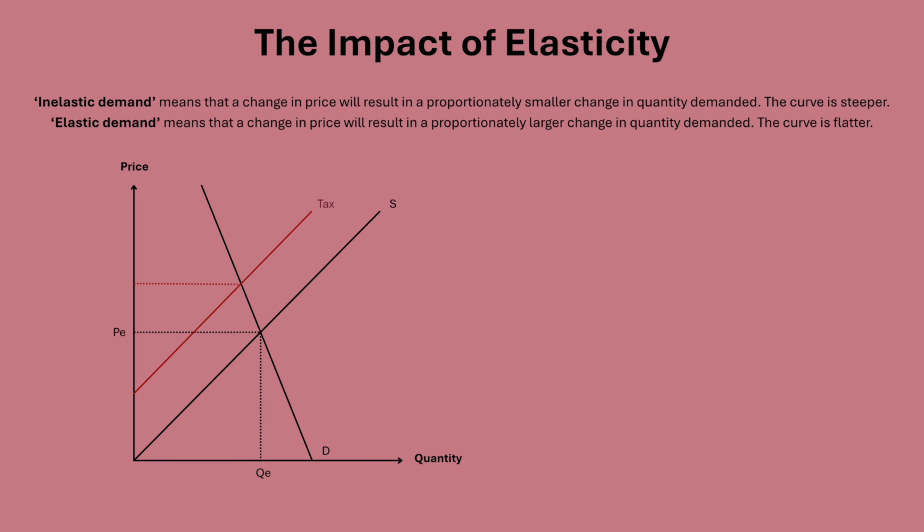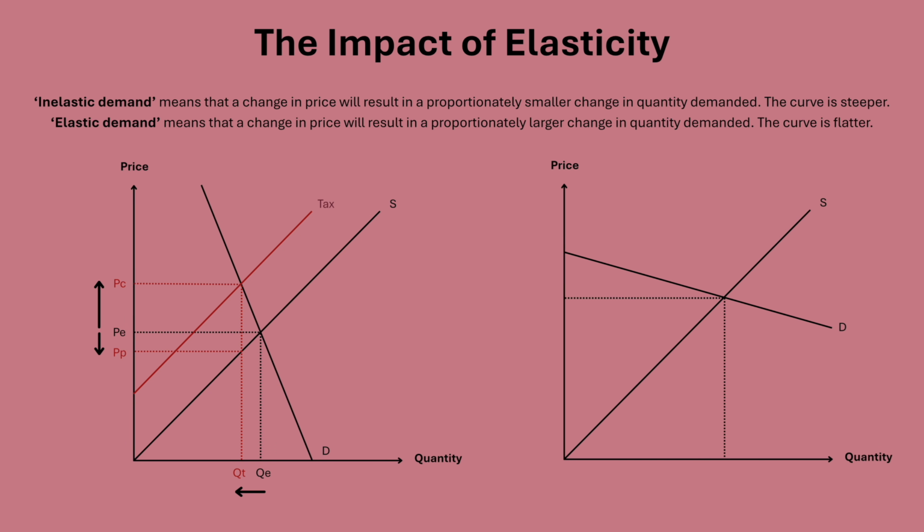So let's draw in an inelastic demand curve first, and take a look at how that affects the tax graph. So we get the regular tax curve and the new equilibrium, so QT, PC, and PP. Just by nature of the slope of the demand curve, it results in a large increase in price for consumers, PE to PC, but also a smaller decrease in the price that producers receive, PE to PP. This means that the consumers face more of a burden of the tax than the producers do. Let's have a look now at an elastic demand curve, which is the flatter demand curve. Naturally, it results in a smaller increase in price for consumers, PE to PC, and a larger decrease in price for producers, PE to PP.